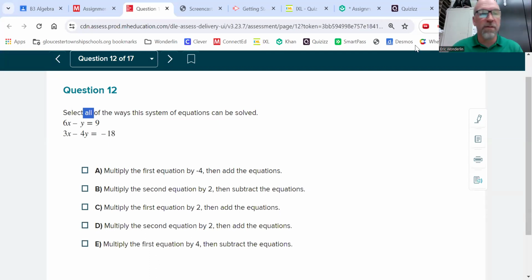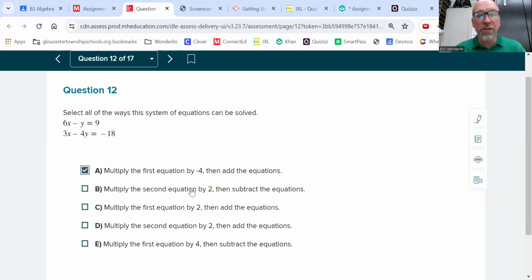That was Miss Rhodes. Select all. Multiple options. You have to check each one. Multiply the first equation by -4, then add. I multiply the first equation by -4. This negative y becomes positive 4y. I'd add to eliminate the y's. That's good.